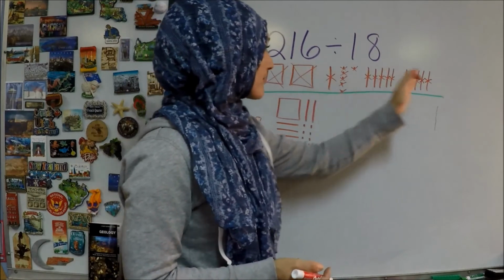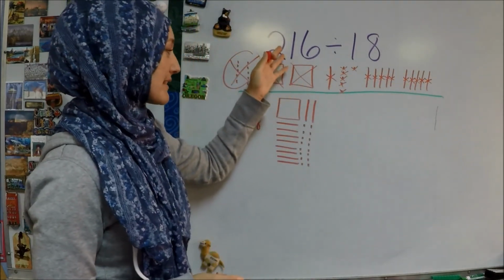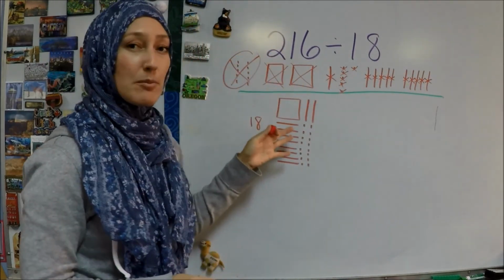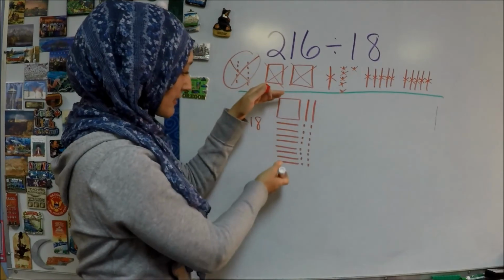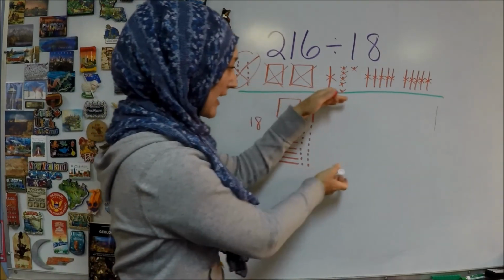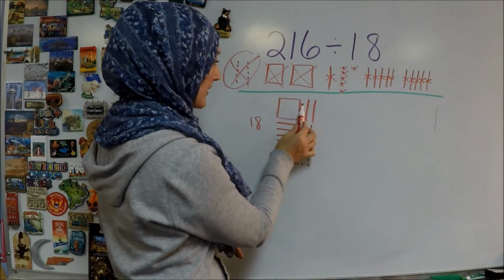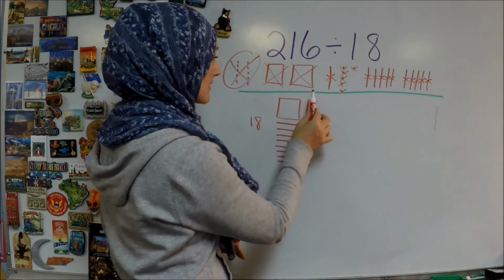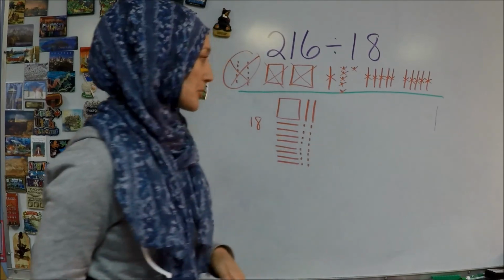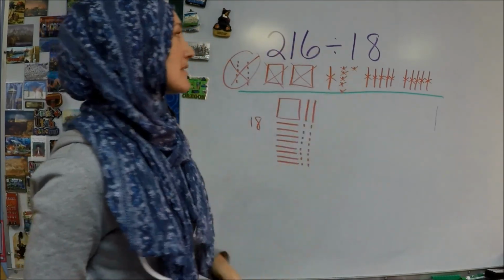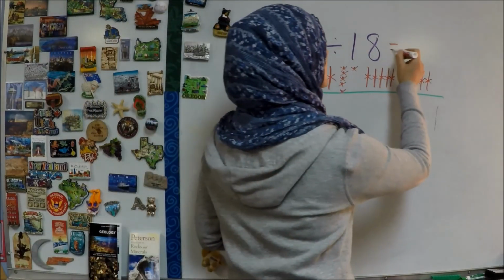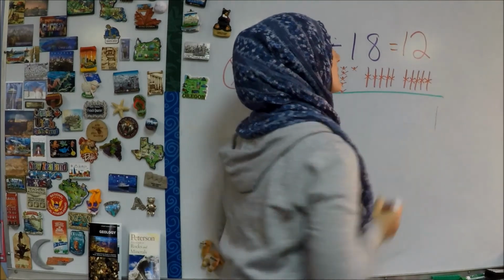I've used up everything. That means that all my 216 pieces are in here somewhere. They are in groups of 18. Now I need to know how many groups I have. So if this represents 10 going across, 10 groups, 11 groups, 12 groups. So 216 divided by 18 is 12.